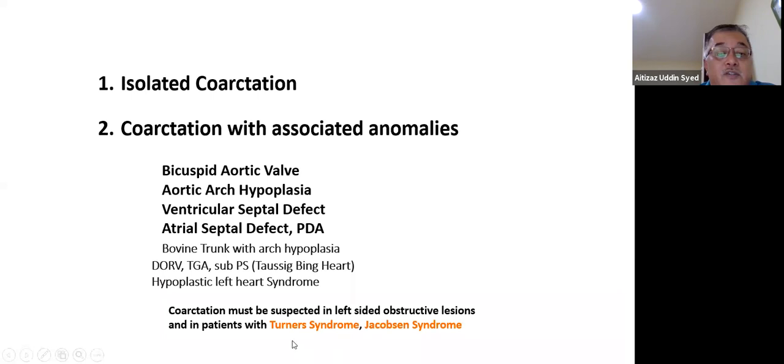But there are certain syndromes like Turner syndrome and Jacobsen syndrome. Whenever you see a baby with the particular facies of Turner's, scan them, screen them for coarctation, and quite a big percentage of them will have coarctation.